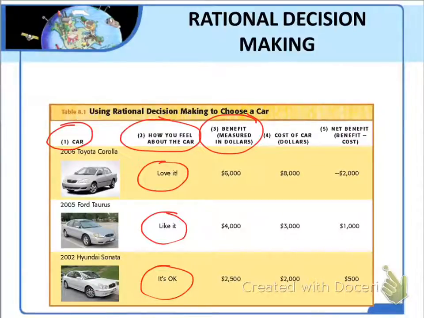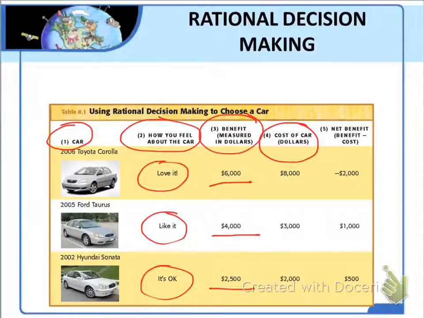So column 3 indicates that you would pay up to $6,000 for the Toyota. You don't like the Ford quite as much, and so the most you would pay for that would be $4,000. The Hyundai is your least favorite among these cars, and you'd be paying at most $2,500 for it. The costs of buying the cars are entered in column 4.